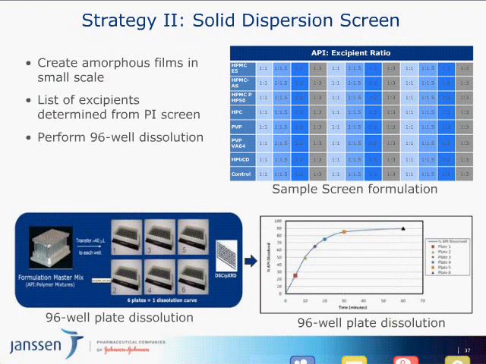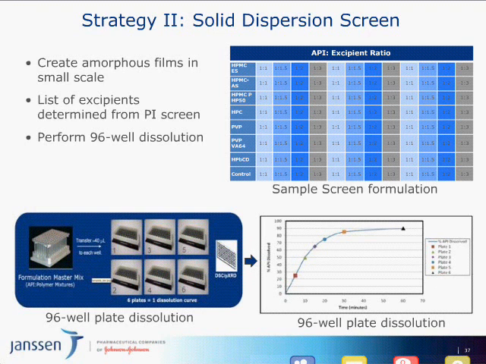Once we have found good precipitation inhibitors, we can go to a solid dispersion screen. Here on the screen you see an example of a design. This is only binary formulations, but we want to create amorphous films in a solid dispersion screen. So we will combine API and polymer as a binary combination, or we can also make ternary combinations with the API, the polymer, and the additive coming from the precipitation inhibition screen. So we include this excipient from that previous screen in our solid dispersion screen.